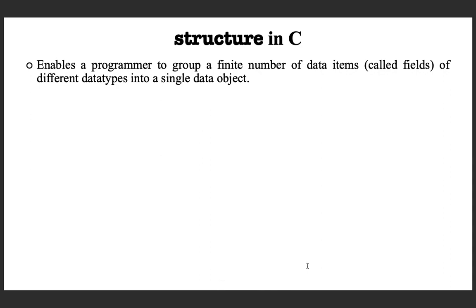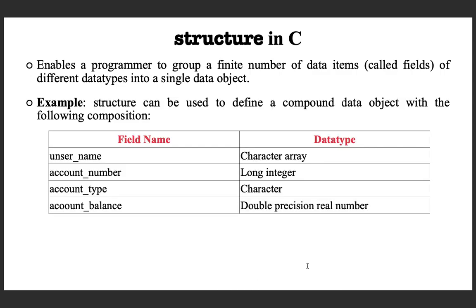It enables a programmer to group a finite number of data items, called fields or members, of different data types into a single data object. Examples will make it clear. Consider an example here. You can have a structure in C to define a compound data object with the following composition.